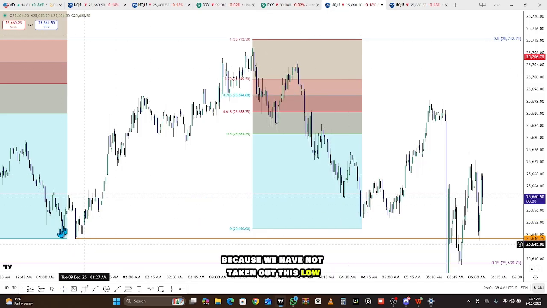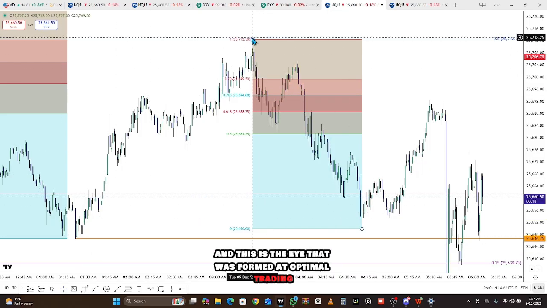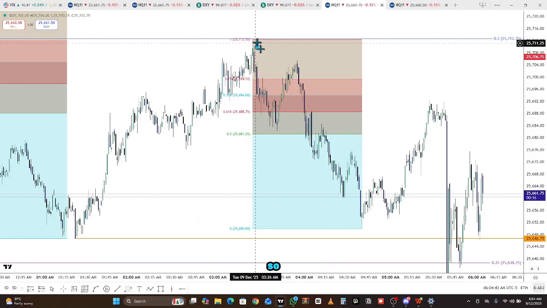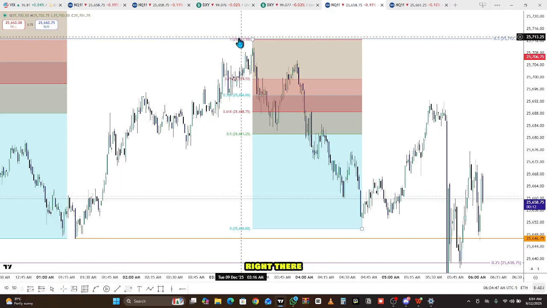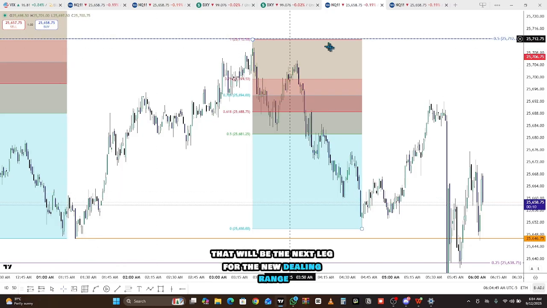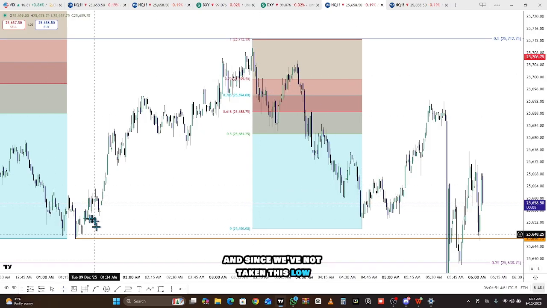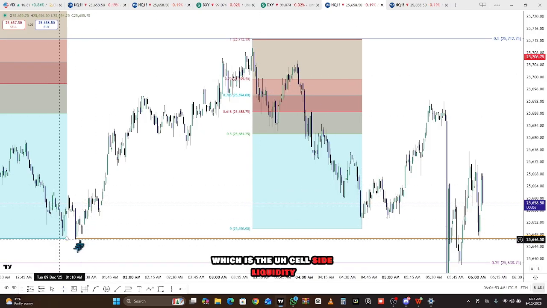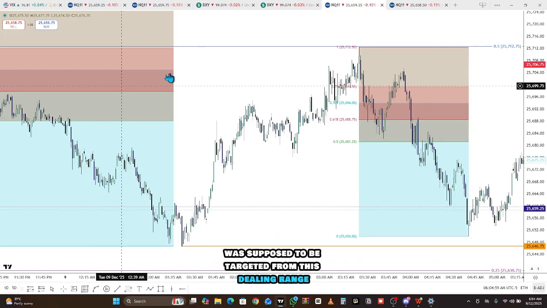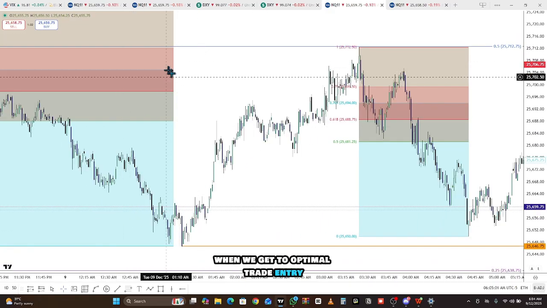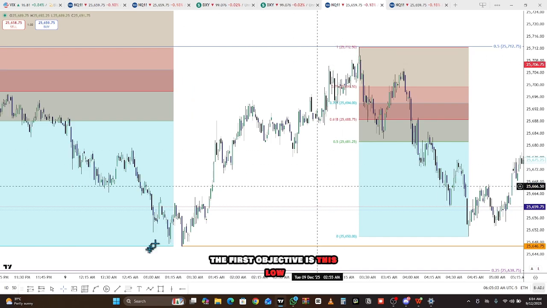And look at how we came all the way back 50% of this entire range, because we have not taken out this low, and this is the high that was formed at optimal trade range. So that high that was formed at a previous dealing range right there will be the next leg for the new dealing range. And since we've not taken this low, which is the sell side liquidity that was supposed to be targeted from this dealing range, when we get to optimal trade entry, the first objective is this low.